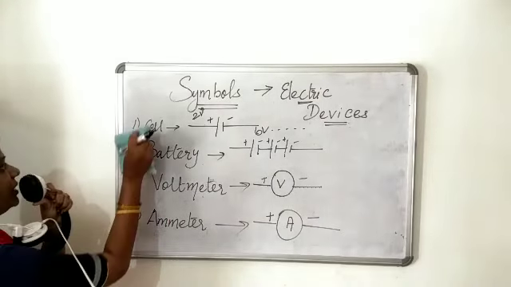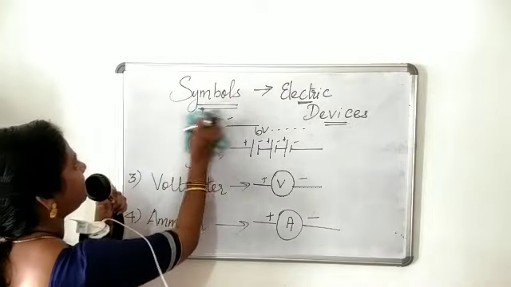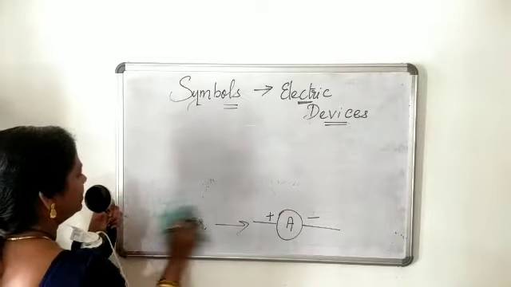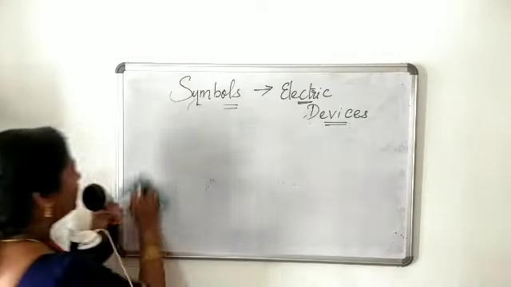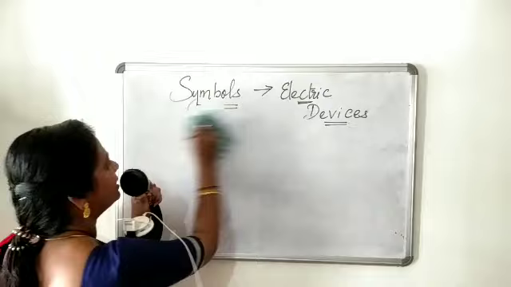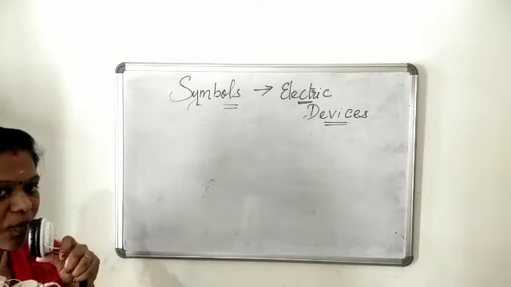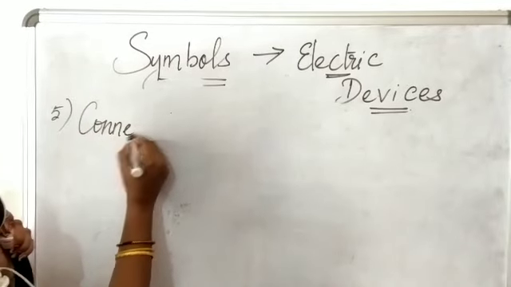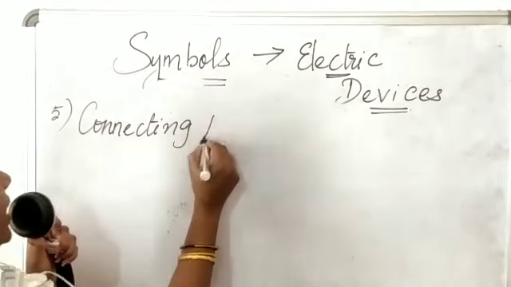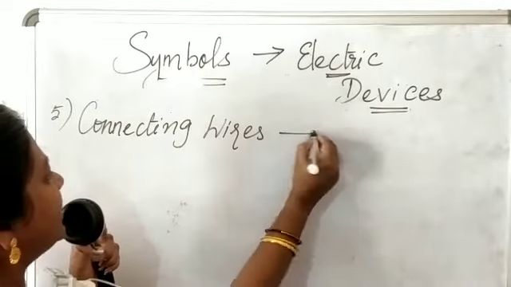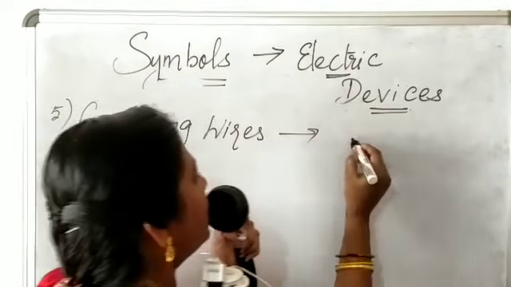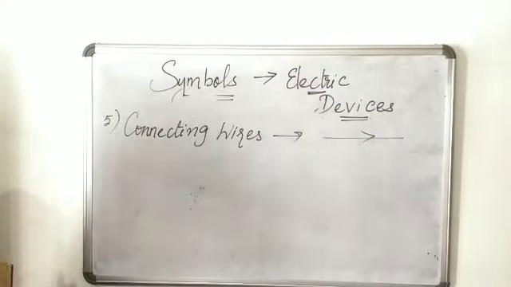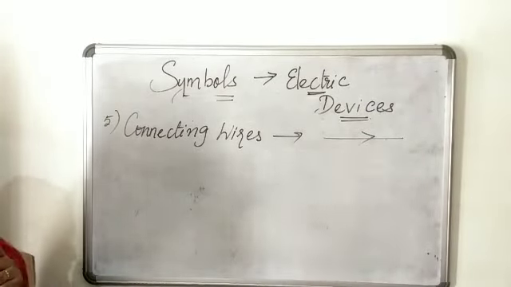Next we are going to see connecting wires. That you know very well. Simply draw a straight line. The fifth one is connecting wires. Without connecting wires, there is no frame for an electric circuit. So you have to go with the wire like this, and wherever you draw the symbol, you also go with the arrow mark.